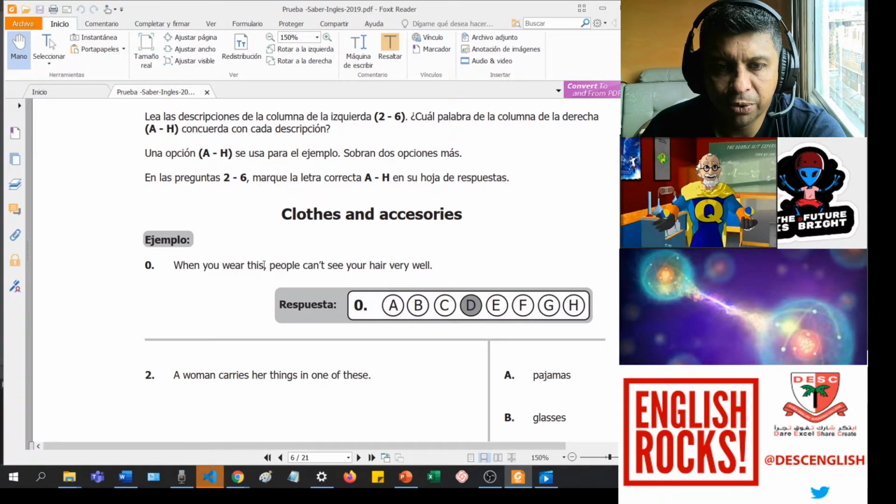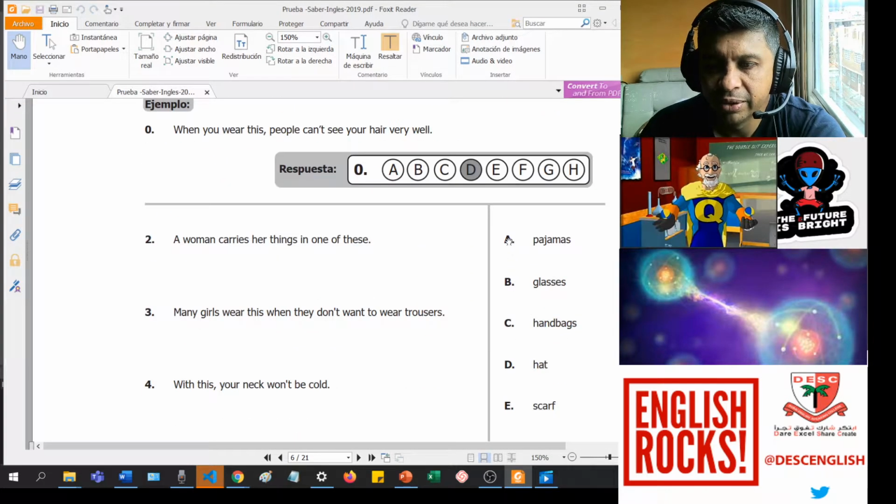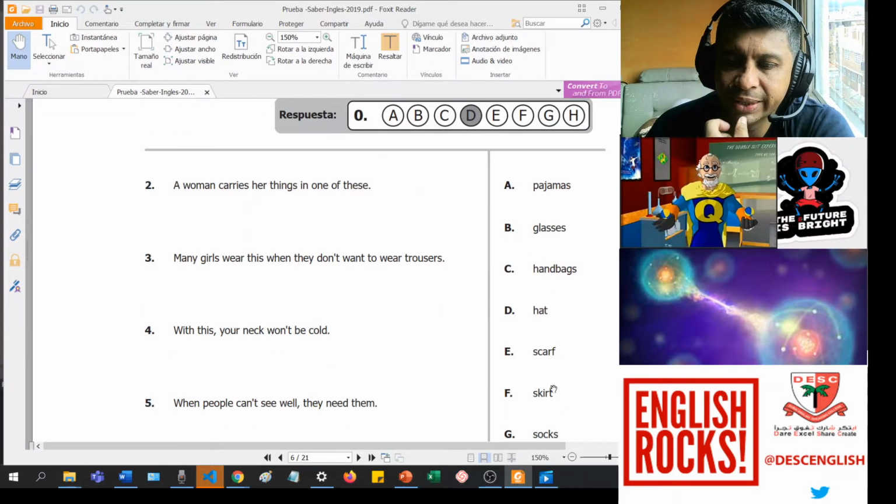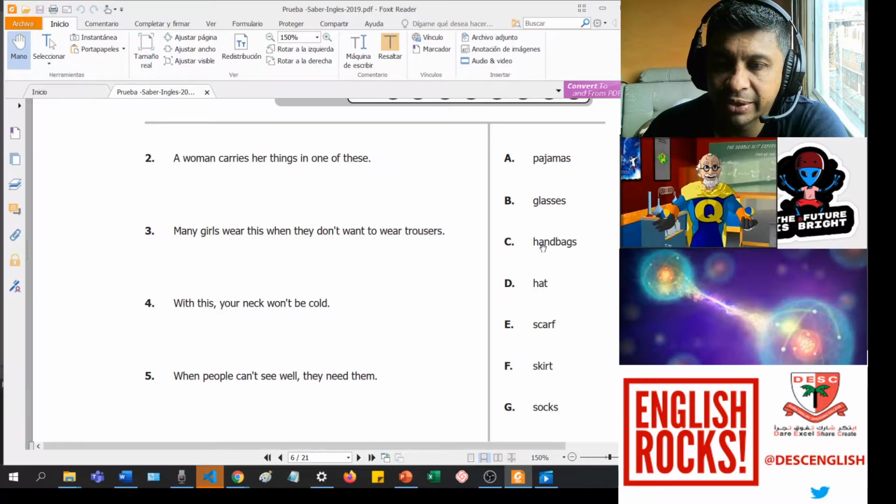When you wear this, people can see your hair very well. Cuando tú luces esto, la gente no puede ver tu cabello bien. So the alternatives from the right: A, B, C, D, or E. Pajamas, glasses, handbags, hat, or a scarf. You cannot see. Obviously, it's D because hat, sombrero.